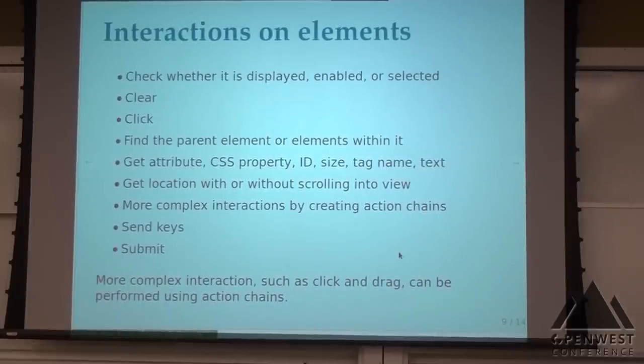And once you've found the element, you can interact with it in various ways. You can check whether it's displayed, enabled, or selected. You can clear it if it's a form field that can have content. You can click on it. You can find the parent element or call any of the find methods on the element itself to find any element that's within it. You can get the attributes, the values of attributes, or CSS properties, the ID, size, tag name, or text.